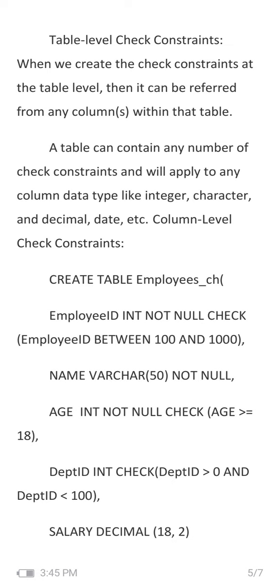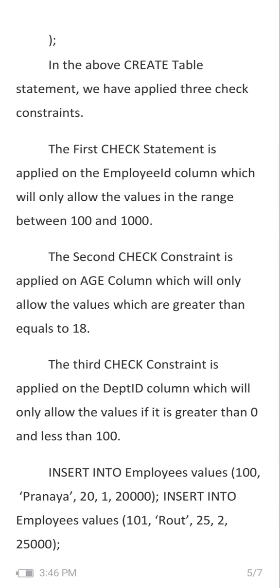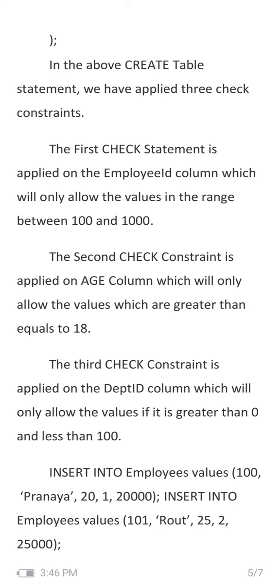In the check constraint, what happens is it checks if the employee id entered is between 100 and 1000. If the employee id is not falling between 100 and 1000, then it will throw an error. So this is what the check constraint is. It checks whether the value entered for that field satisfies that condition or not. Okay, fine. So these are examples of the check constraint.